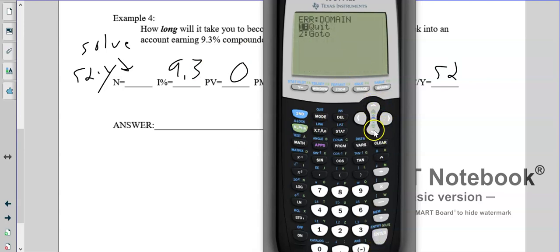Oh, we got the error again, right? So whenever we have this error, we got to remember to change this to negative 100. It's the few times when you have to do the trick. Okay, so whoops, that was my bad. Forgot to move it. Negative 100. Go up here, hit alpha solve.